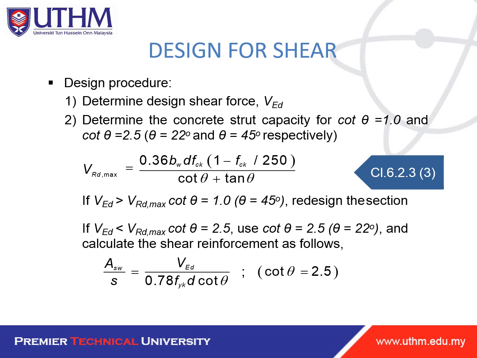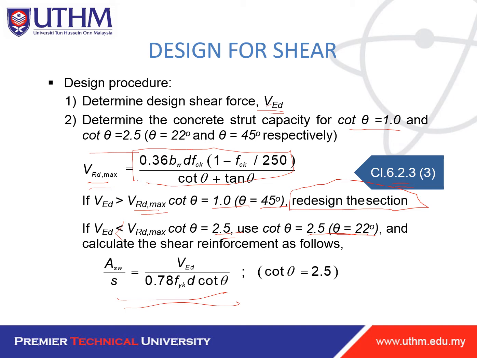So the design procedure. First we get the design shear force and then determine the concrete strut capacity for cot theta 1 and cot theta 2.5. VRD max is given by these equations in clause 6.2.3. If the VED is greater than VRD at cot theta equal to 1, where theta is 45 degrees, we need to redesign the section. If the VED is lesser than VRD maximum at cot theta 2.5, you use cot theta 2.5 and calculate the shear reinforcement as follows, using this equation. All this I will show you in the examples later on.